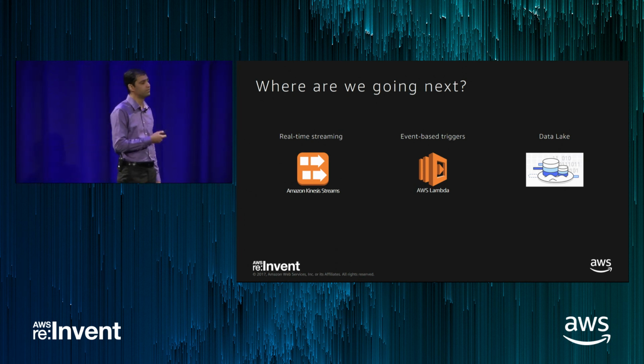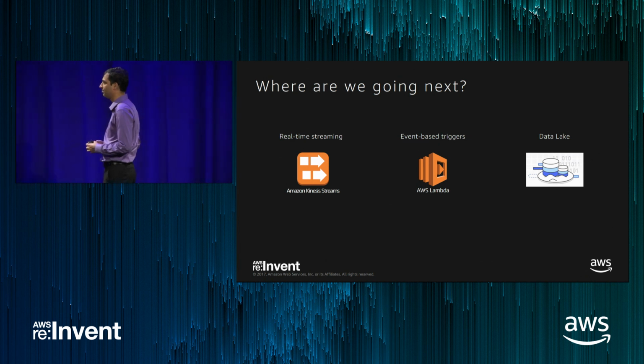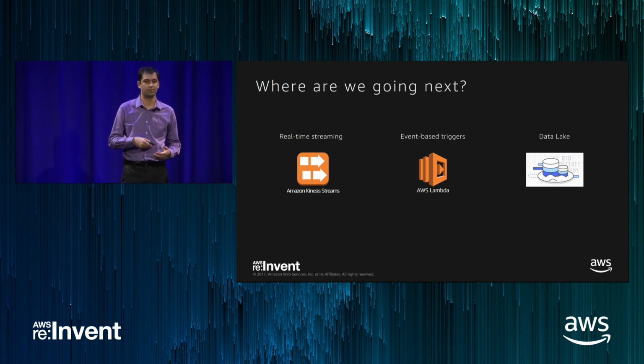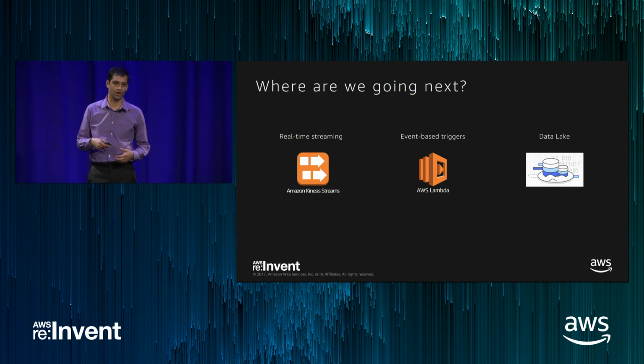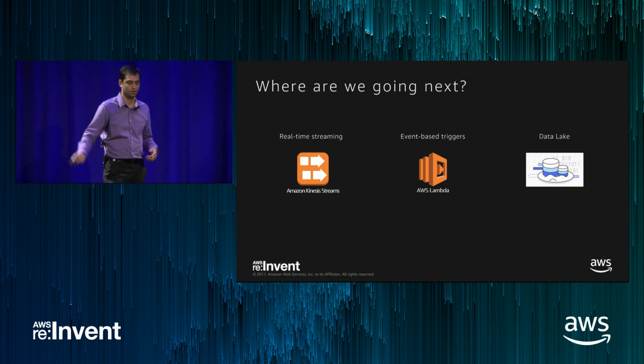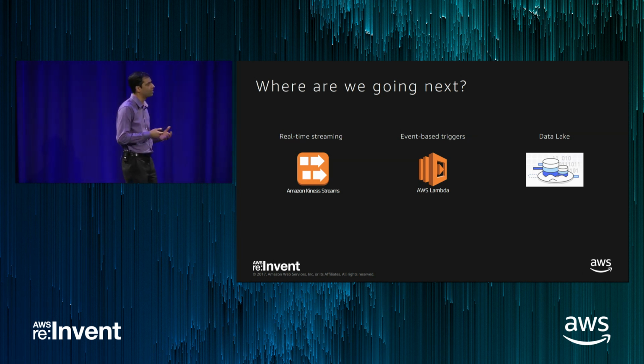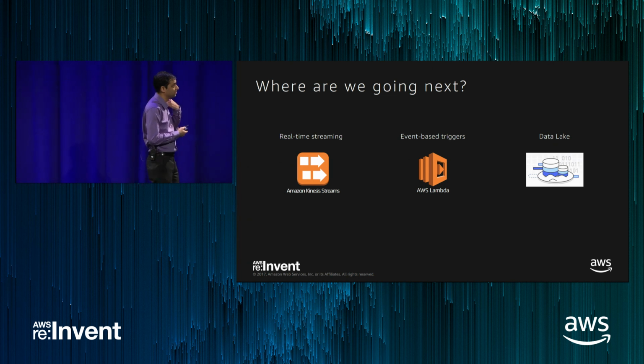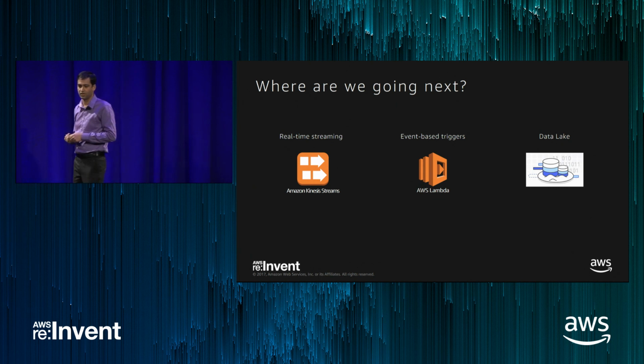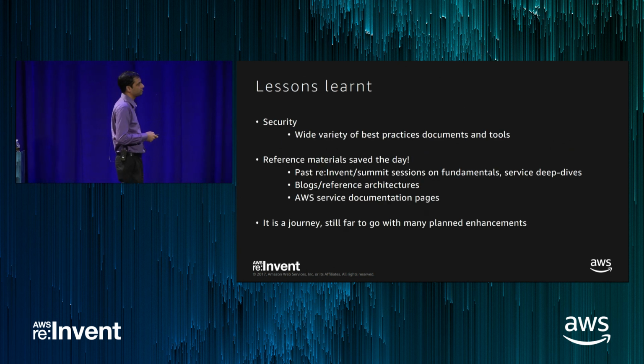The other one is event-based triggers, using AWS Lambda to trigger based on certain events. For example, when users are submitting the request, we can use Amazon DynamoDB streams to trigger Lambda functions to trigger the rest of the jobs and the scripts. The third one is more for our BI team, business intelligence team, to build a data lake with Amazon S3 as the primary data source and central repository for various needs.